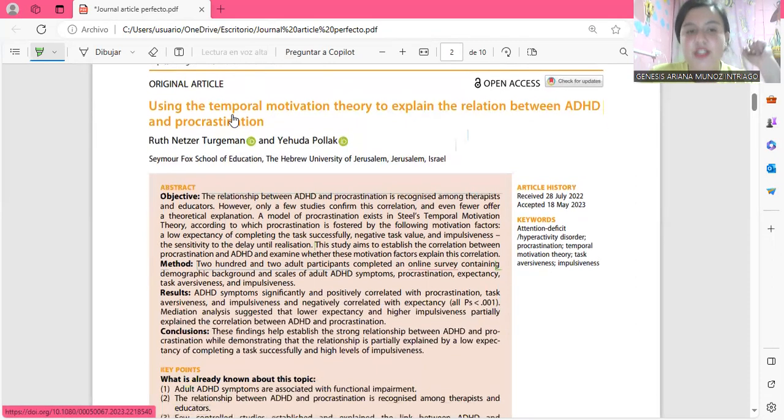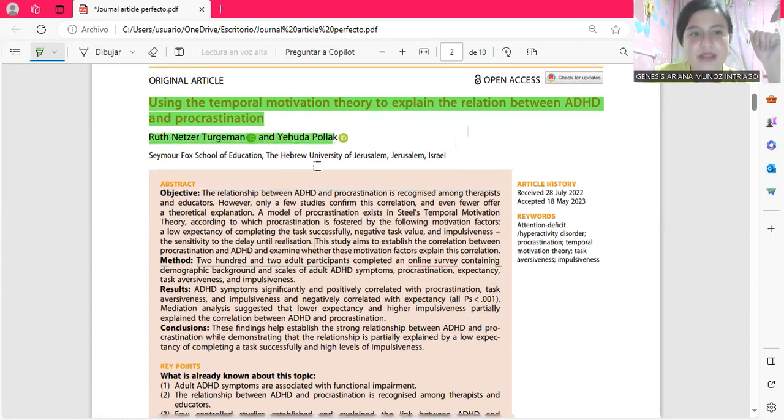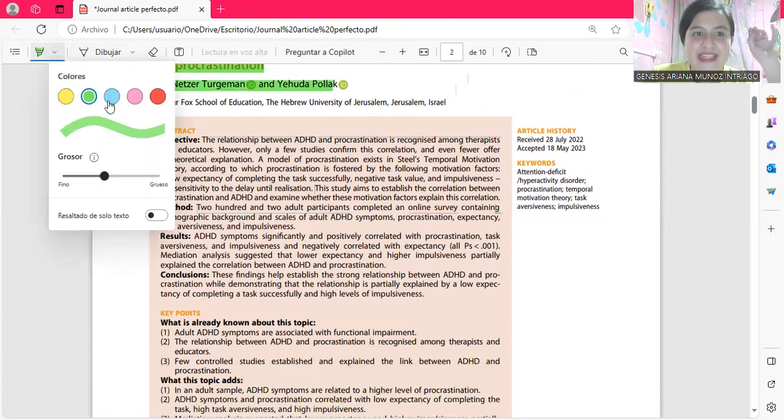In the preliminary section, we can find two aspects. Firstly, the title of the journal article. In this case, the title is Using the Temporal Motivation Theory to Explain the Relation Between ADHD and Procrastination. And the second aspect is the authorship. In this case, we have two authors, Ruth Netzer Tugerman and Yehuda Poyat. Okay? After that, we find the abstract.